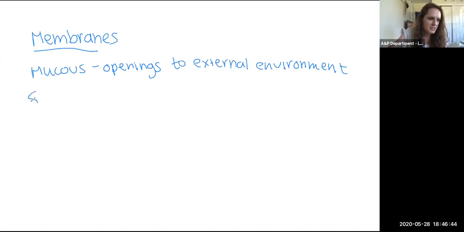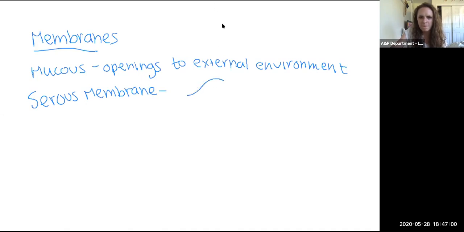Next, we have our serous membrane, which you guys have learned about in previous chapters. This is when you have a visceral and a parietal membrane. Visceral is going to surround a cavity wall. Parietal is going to sit right on an organ. And then inside, you're going to have fluid.